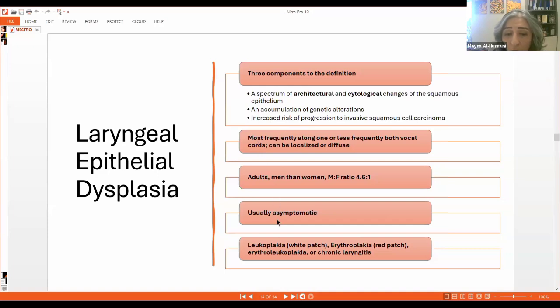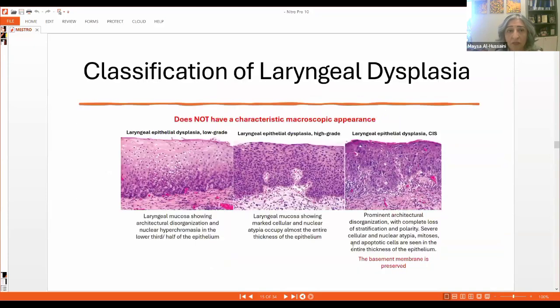One important note is that laryngeal epithelial dysplasias are usually asymptomatic. What the patient might notice, or the physician sometimes, is just a change in color, leukoplakia or erythroplakia. The dysplasias in general are not associated with mass forming lesions. Because of that, this is very tricky and can easily be missed sometimes, if it is not kept at the back of the mind of the physician.